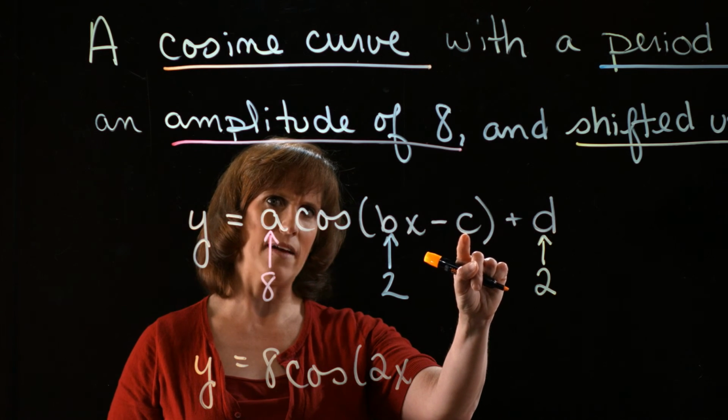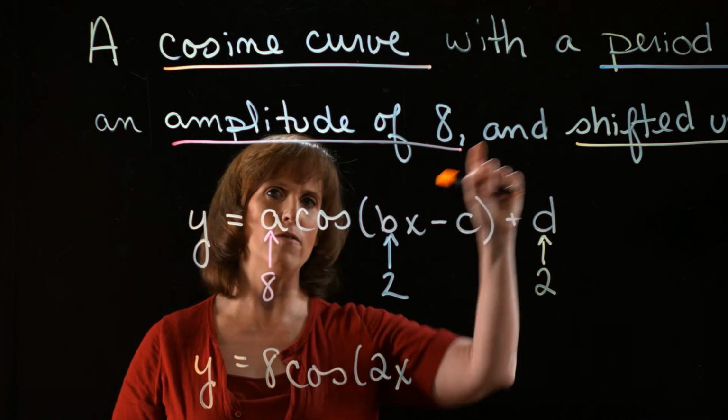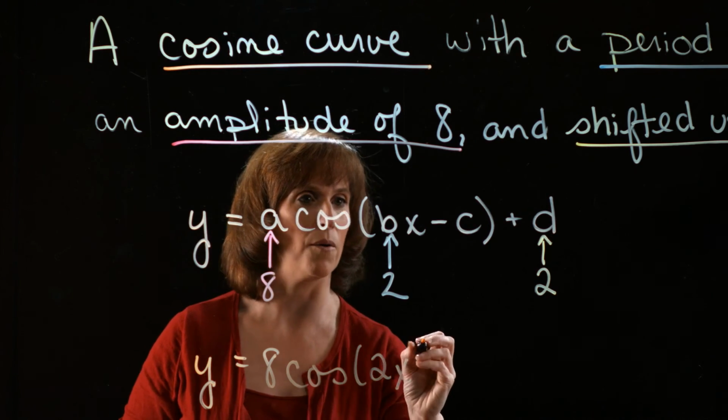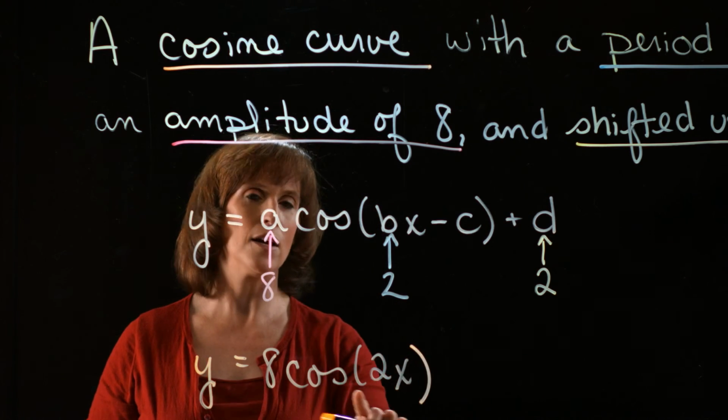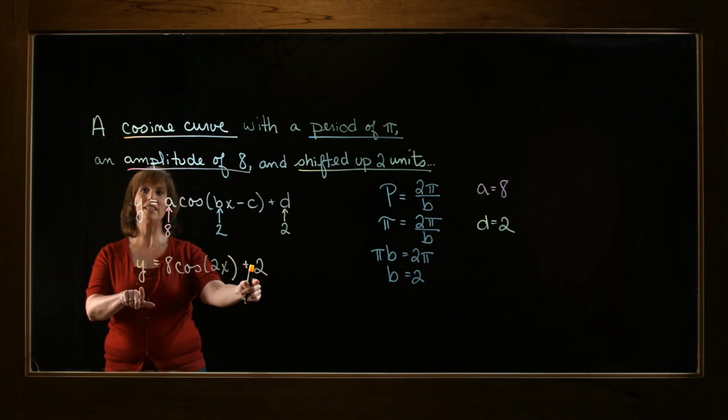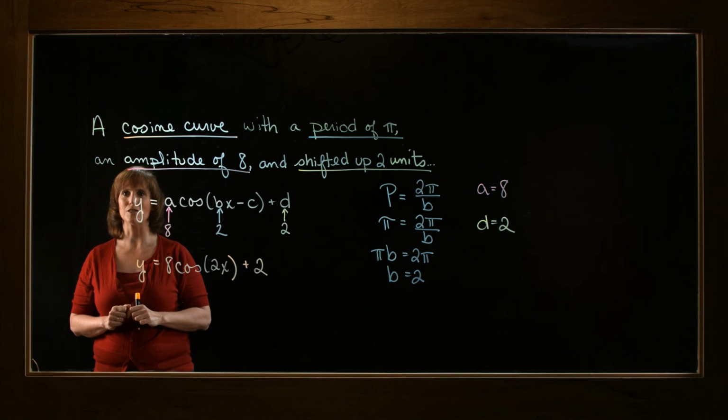Now hold on a minute. I never talked about c. It never told me that there was any shifting at all involved. So c is going to be 0. So I just have 8 cosine 2x plus 2. And this equation fits all of my characteristics.